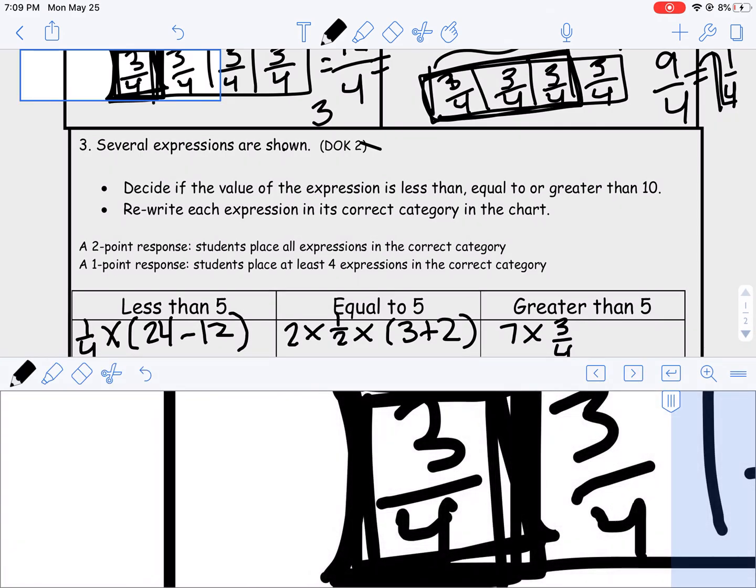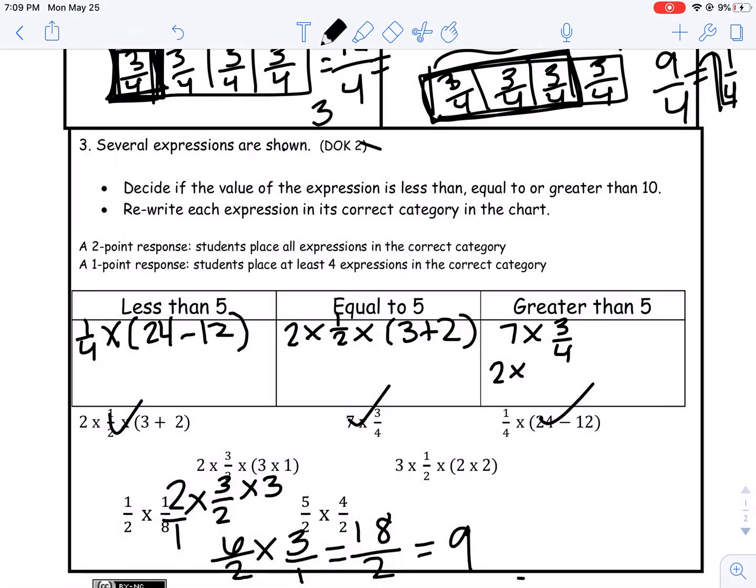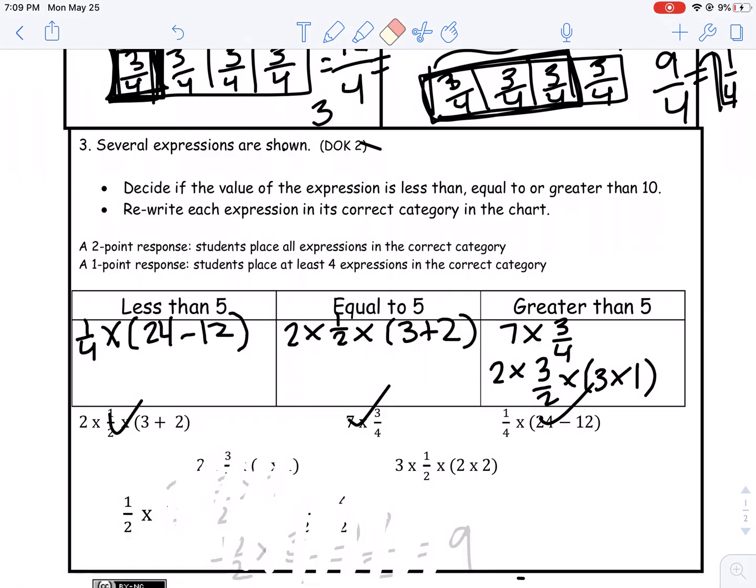Oops, what did I just do here? Okay, 2 times 3 halves times 3 times 1. Okay, so once again, always showing my work for everything. There's no guessing in math.